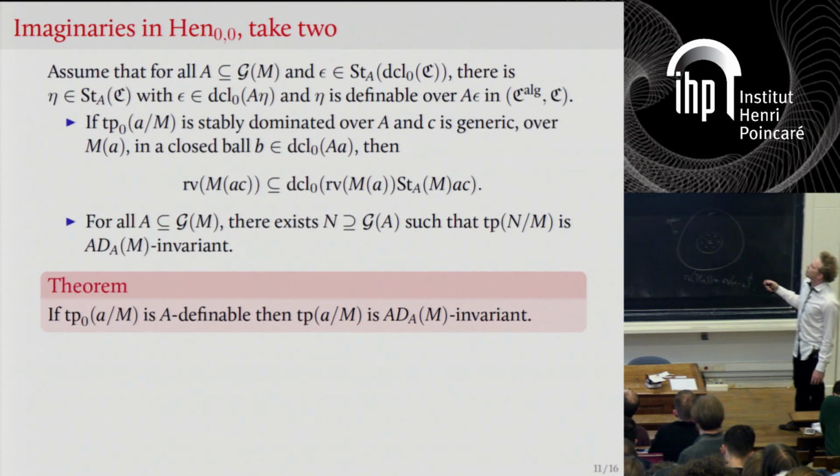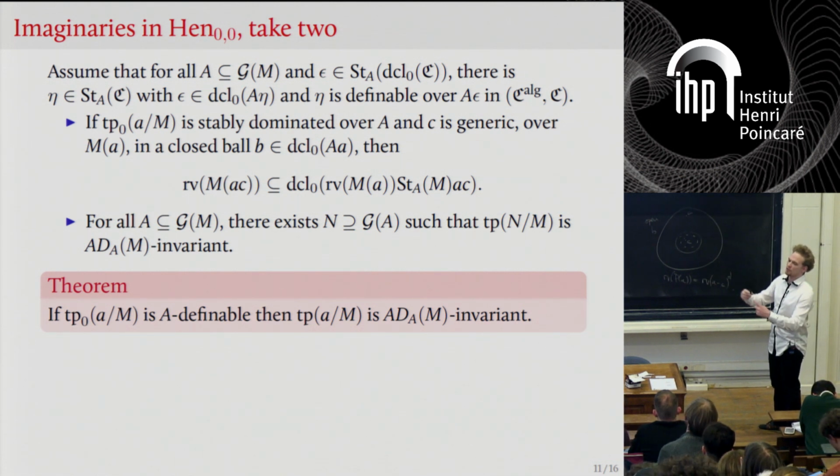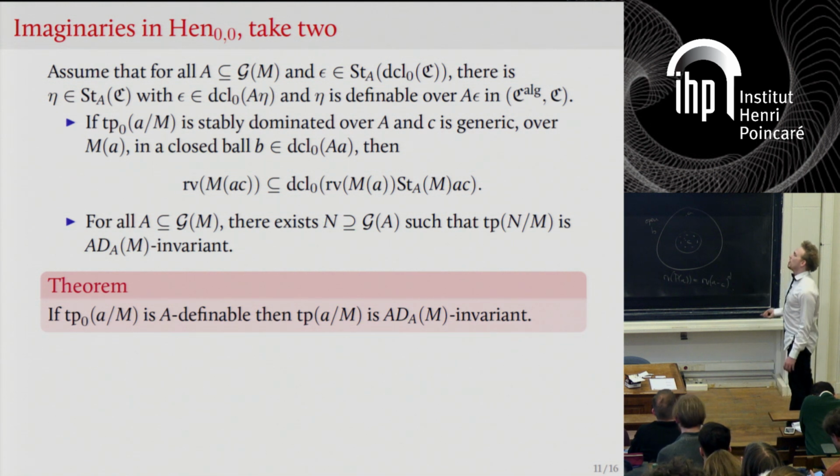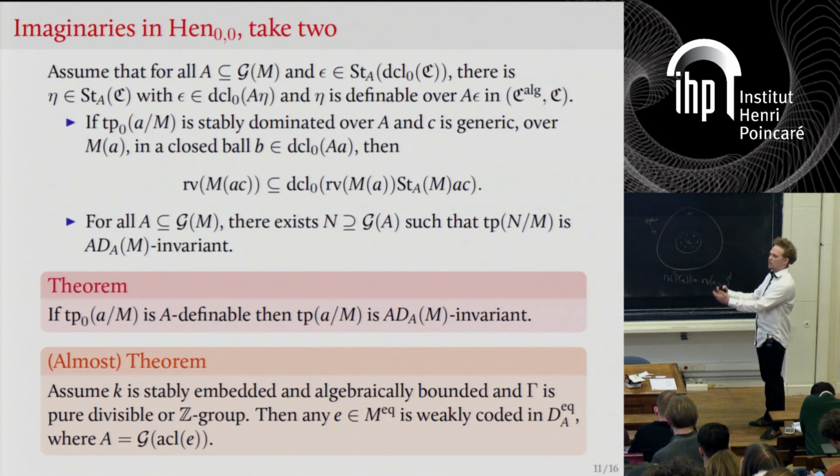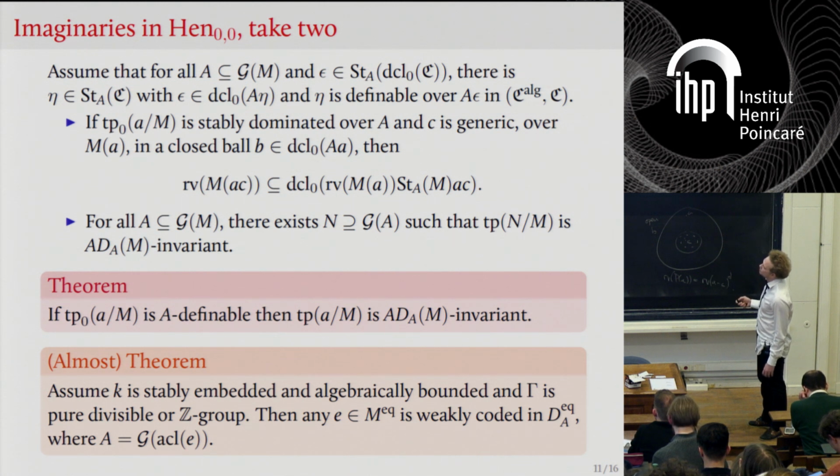By combining the fact that over a model you know that you're invariant and you can find an invariant model, by putting one on top of the other, you see that if you're A definable, then in fact your type is ADA invariant. Okay, and so now if you apply the results that allow you to go from the local statements about types to the imaginary statements, so applying the first almost theorem, you see that if you assume that K is stably embedded and algebraically bounded, oh, I remember to put the right hypothesis here. And gamma is pure divisible or a Z group.